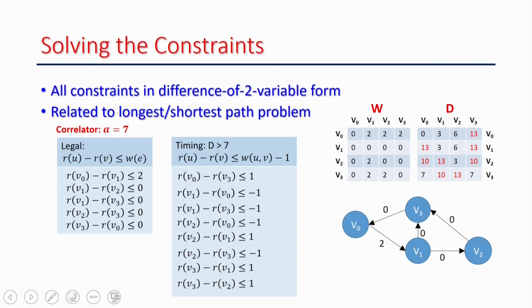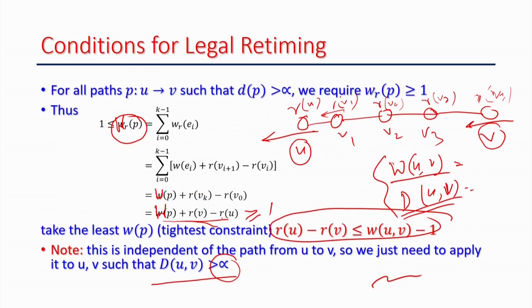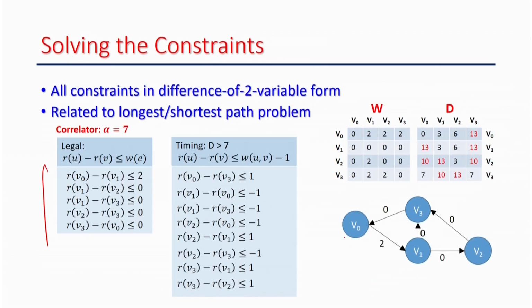Here, if we take the same example again, for each edge I have this feasibility constraint. From V0 to V1, the form is like this: Ru minus Rv less than or equal to W. So, R(V0) minus R(V1) should be less than or equal to 2. I have 1, 2, 3, 4, 5 edges, so I have 5 constraints like this. For example, for the edge from V3 to V0, I have R(V3) minus R(V0) should be less than or equal to 0.